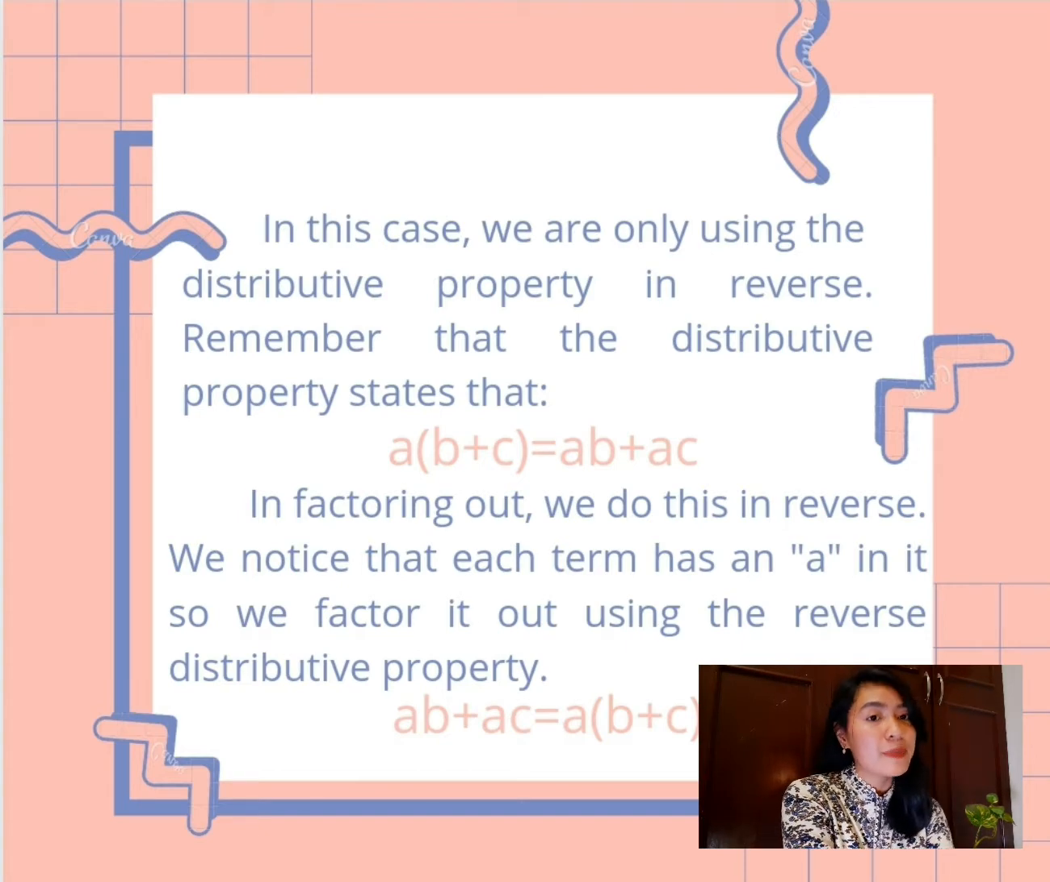Remember that the distributive property states that a times (b plus c) is equal to ab plus ac. In factoring out the greatest common factor, we do this in reverse. We notice that each term has an a in it, so we factor it out using the distributive property in reverse as follows. ab plus ac is equal to a times (b plus c).